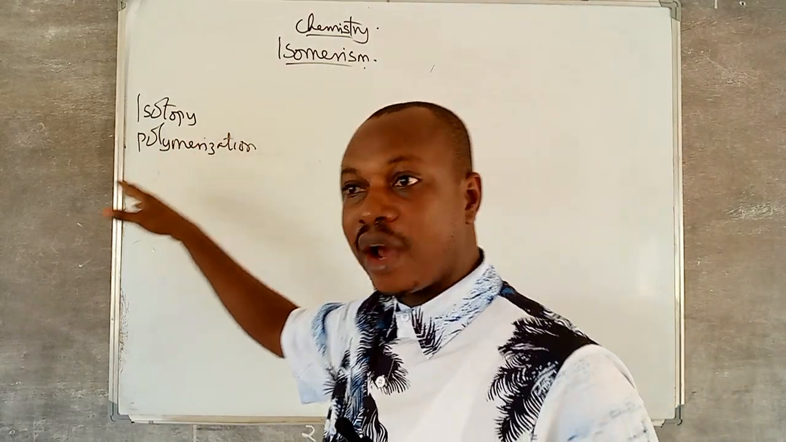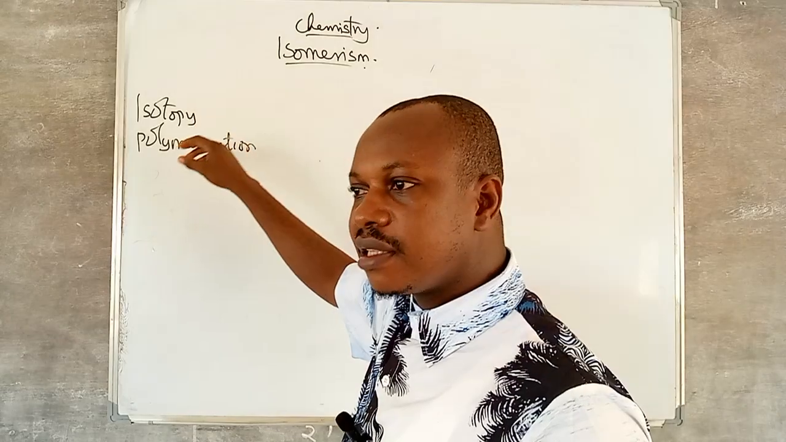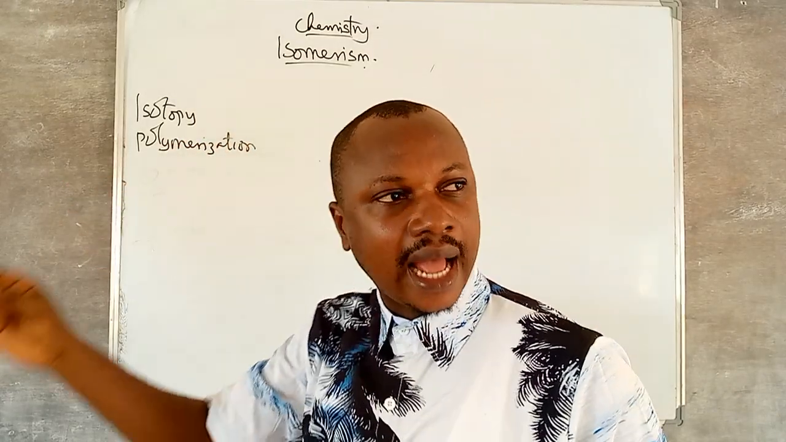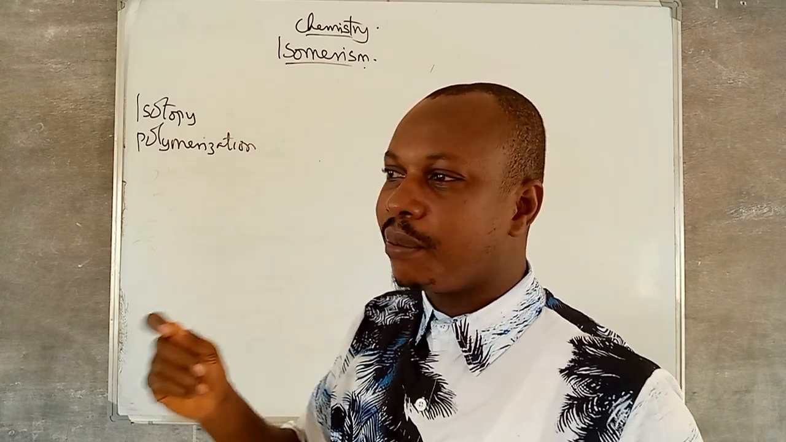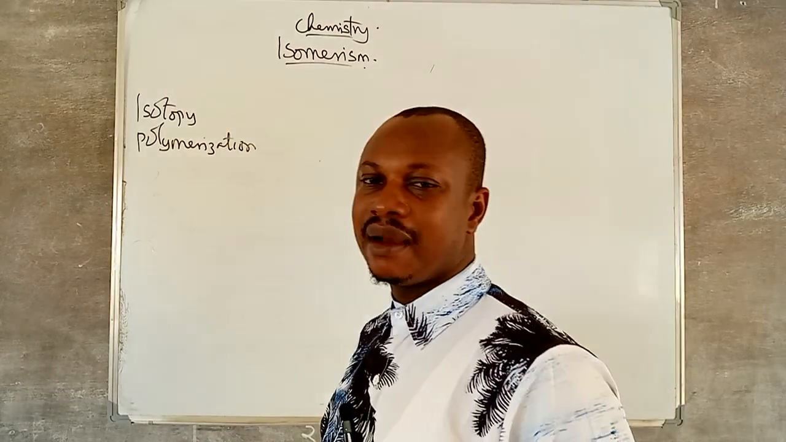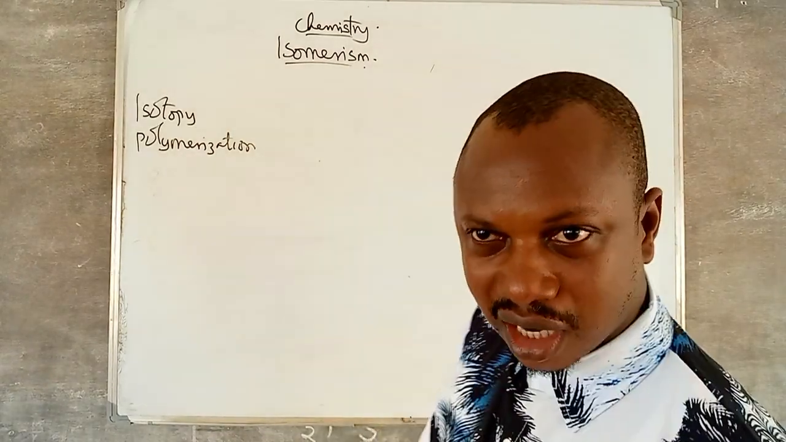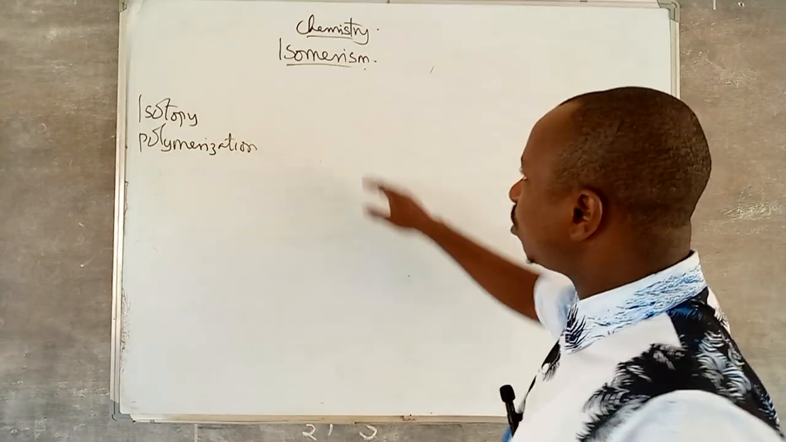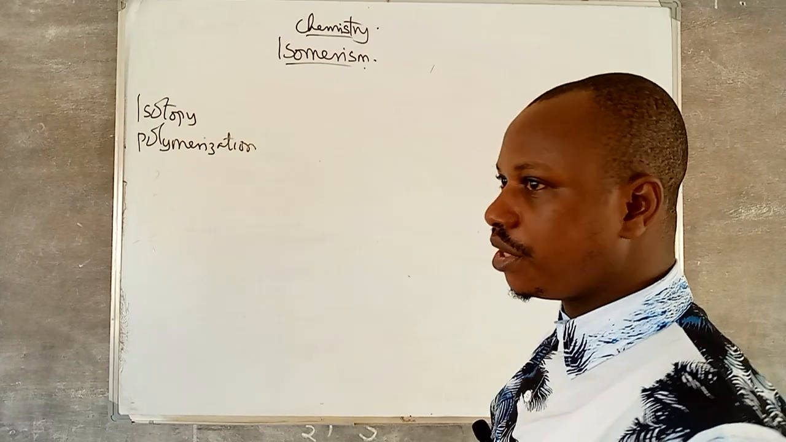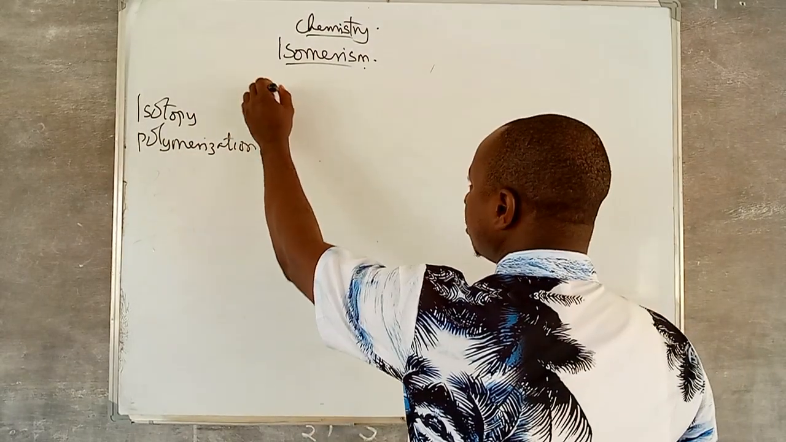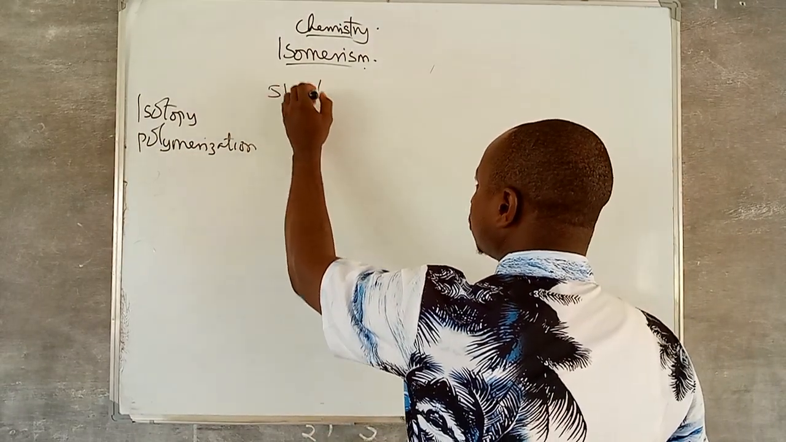Isotopy, on the other hand, is the existence of two or more atoms having the same atomic number but different mass number, and so on and so forth. I don't want us to go into that. Let us just face isomerism. So we have types of isomerism. The common one is structural isomerism.